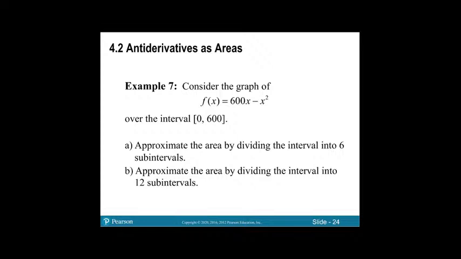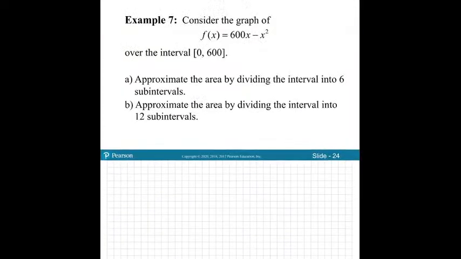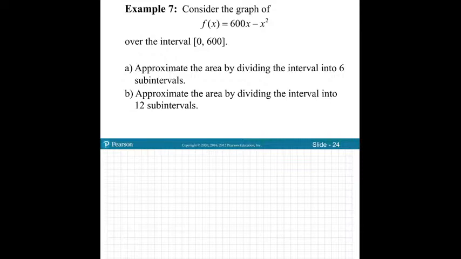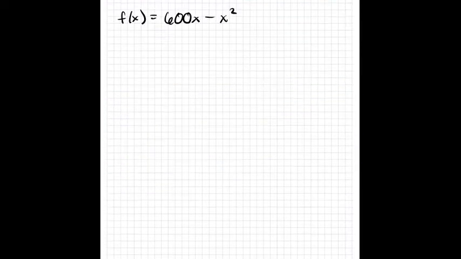Let's go paper. Let me add another page. So then we have f of x equals 600x minus x squared, right? So it's a parabola, right? Let's just graph it. Let's see the vertex. Let's start with the vertex.